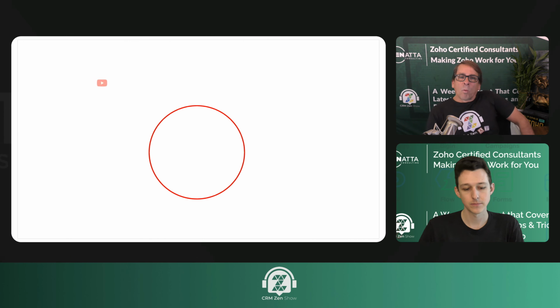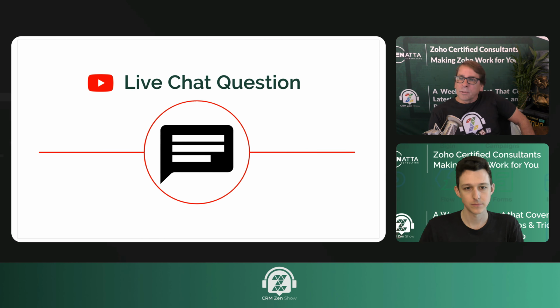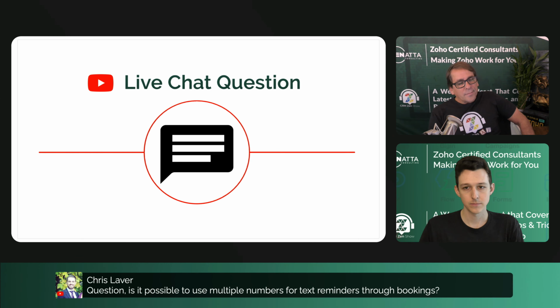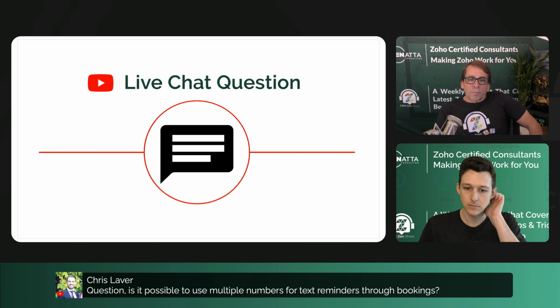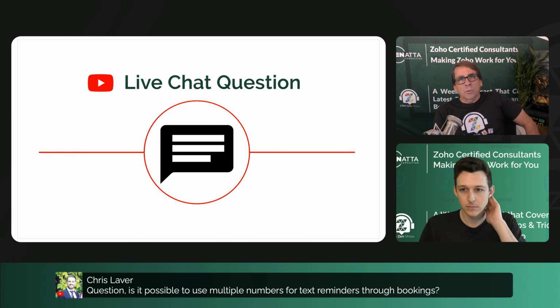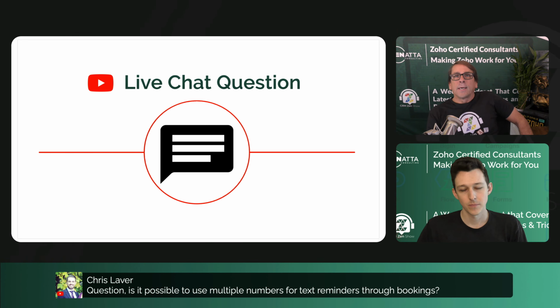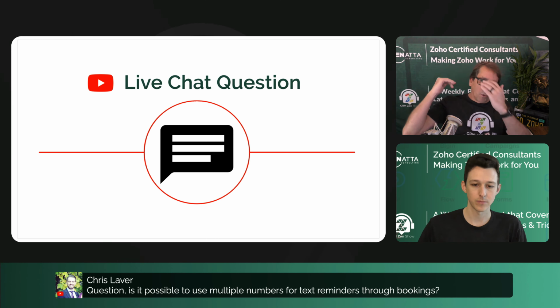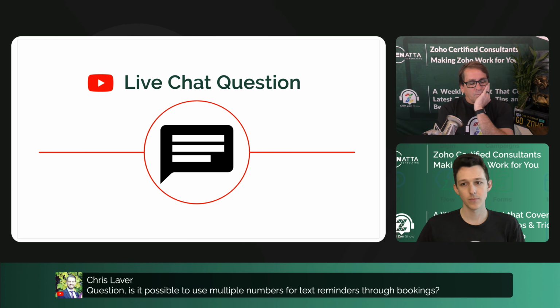All right. With that, we've got one question in the chat room. I don't think we have the answer for this, Chris. Is it possible to use multiple numbers for text reminders through Zoho Bookings? They did turn on the ability to use multiple services in CRM and some of the other apps with the telephony integration. Bookings, though, it's kind of its own animal.